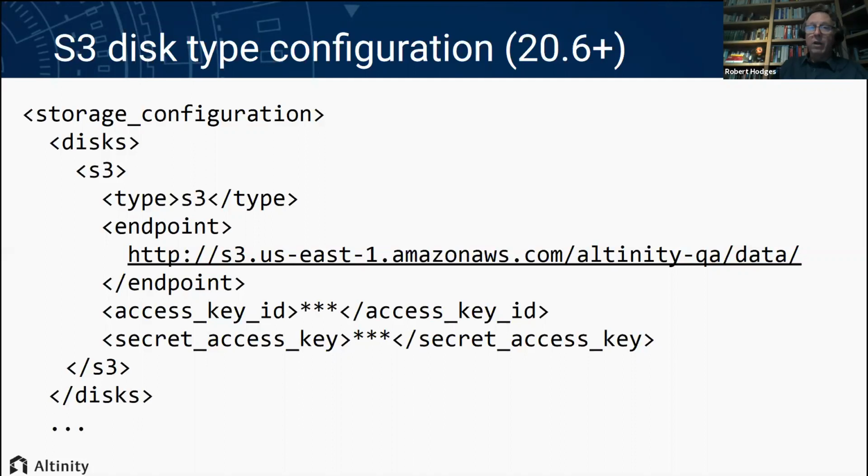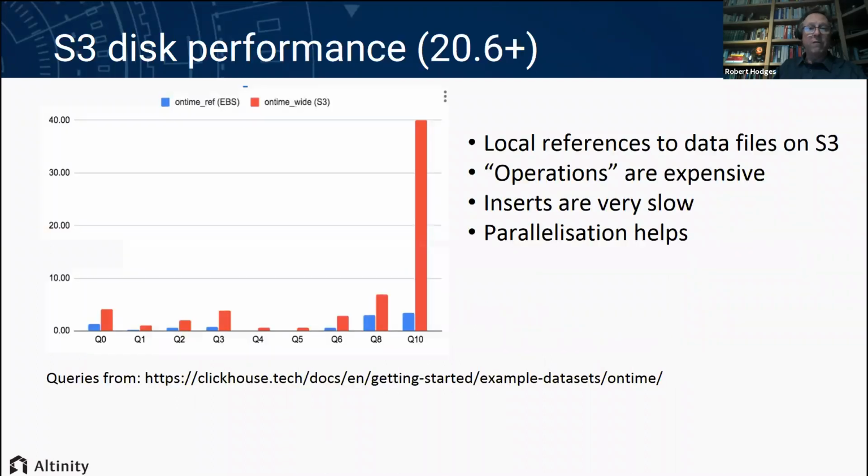Of course, if you're an Amazon person, you know that S3 is Amazon's object storage, and it uses an API that's supported by many other products as well. So here's an example of how it's configured. We call the type S3. We give the endpoint, which is pointing to a location in an S3 bucket with a prefix on it. And then we give the access key ID and the secret key for Amazon. That's it. At that point, you are able to have ClickHouse reading and writing directly from object storage instead of local storage. So let's look at what the effects are.